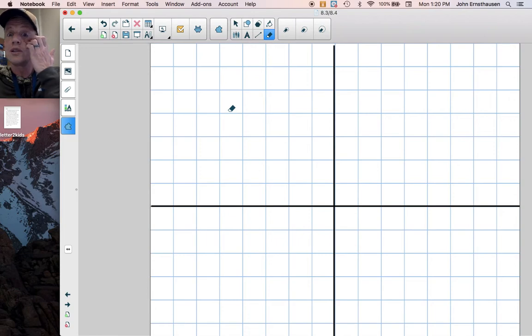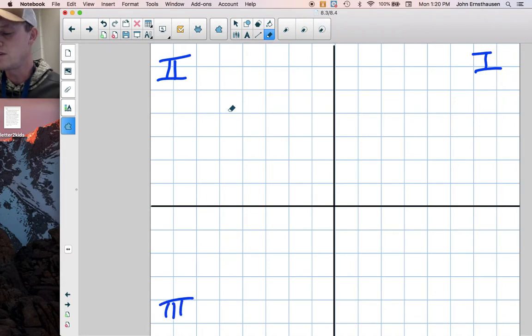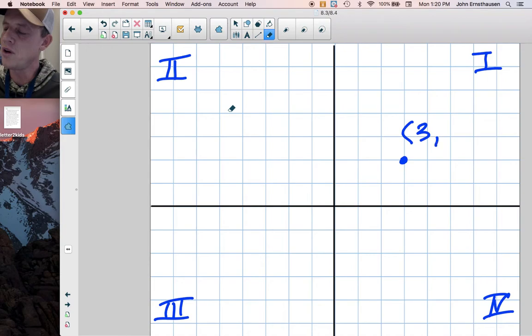Now, we can do this with points, okay? So we're going to do a few of these together. Let's assume here that we have quadrant 1, which we know is positive, positive, quadrant 2, negative, positive, quadrant 3, negative, negative, and quadrant 4, positive, negative. So I'm going to put a point here, and the coordinates for this point, which I know you all know by now, are 3, 2.